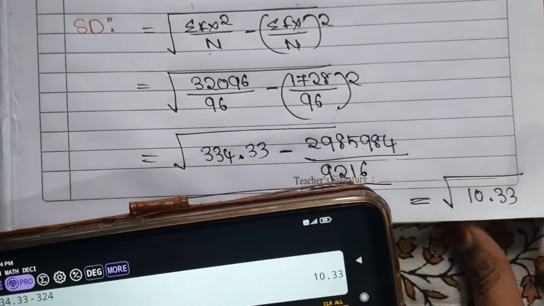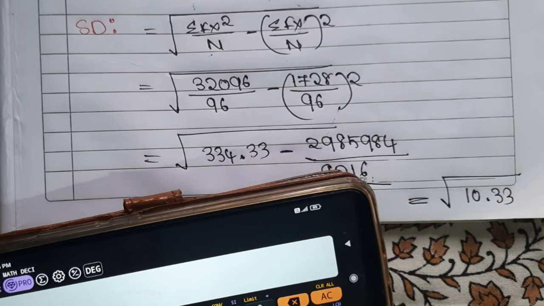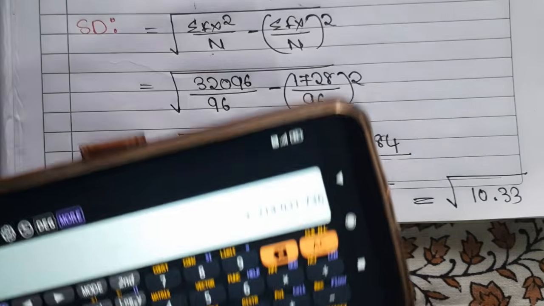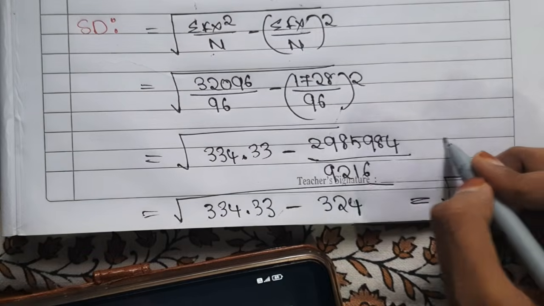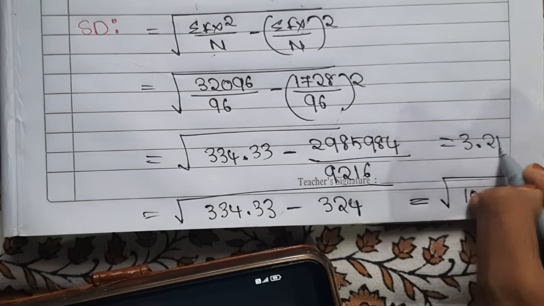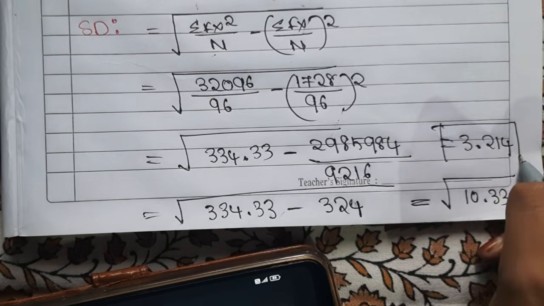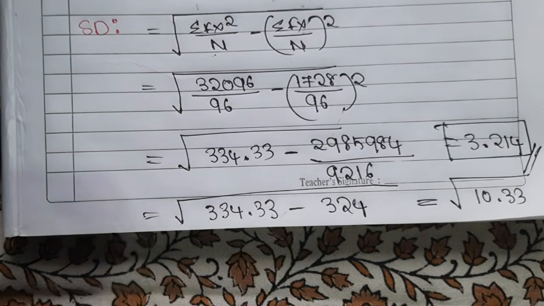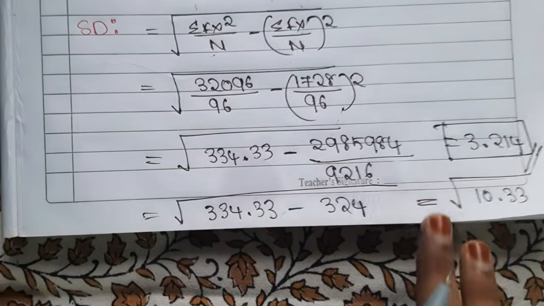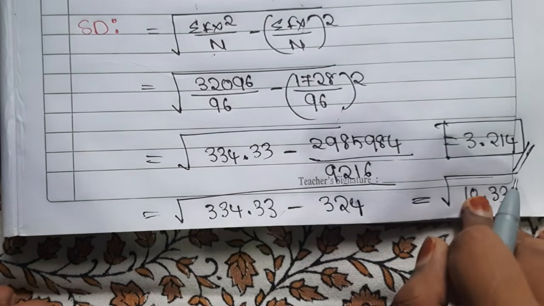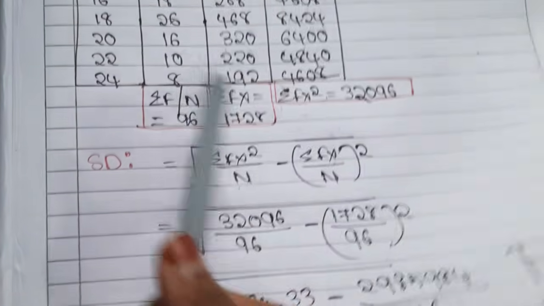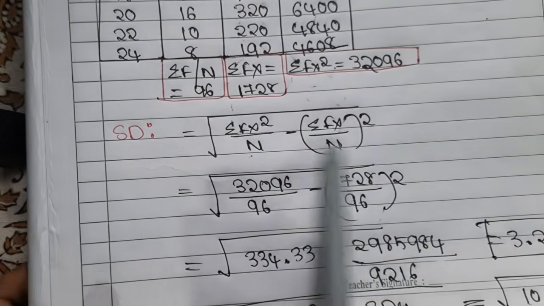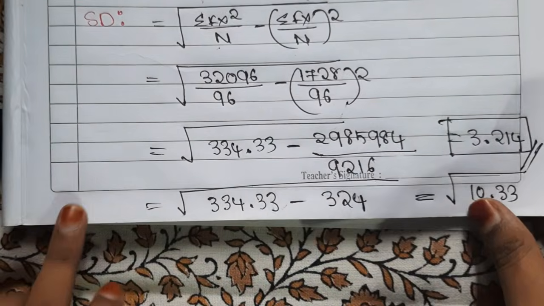If we see the root of this, 10.33, we got 3.214. So our standard deviation is 3.214. This is our standard deviation. But till here only we have found the standard deviation. What you need to remember here is to do the calculation parts in this box, and then you have to remember this formula so that you can substitute all the values.